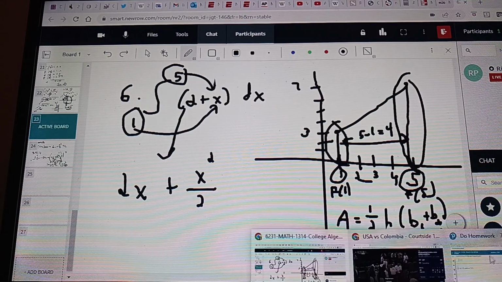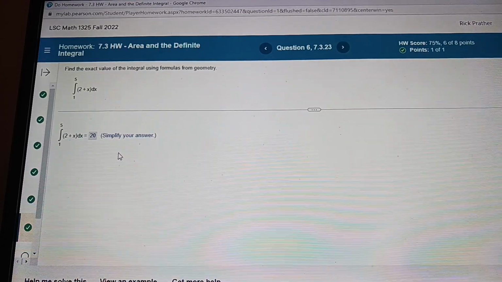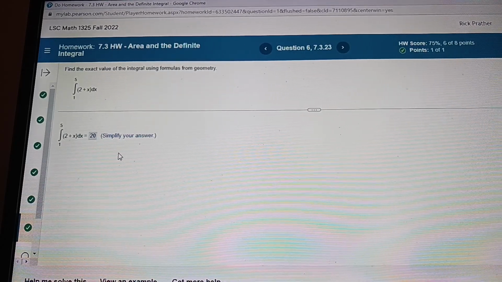So now you can do anything. It doesn't have to be a geometry formula. Any integral, if you can do the antiderivative of it and take the integral of it, if you plug in a given range of numbers, you'll get the area under the curve. That's the whole point of section 7.3. 7.3 is trying to show you why what we're going to do in 7.4 works. And I just did an example for you.